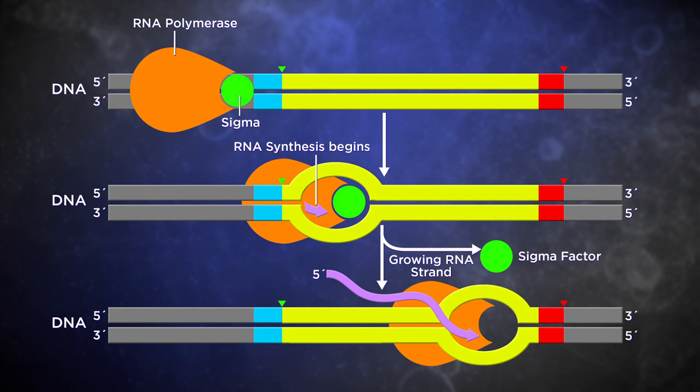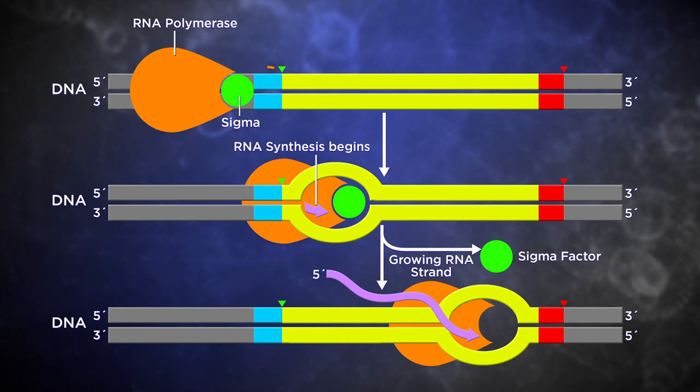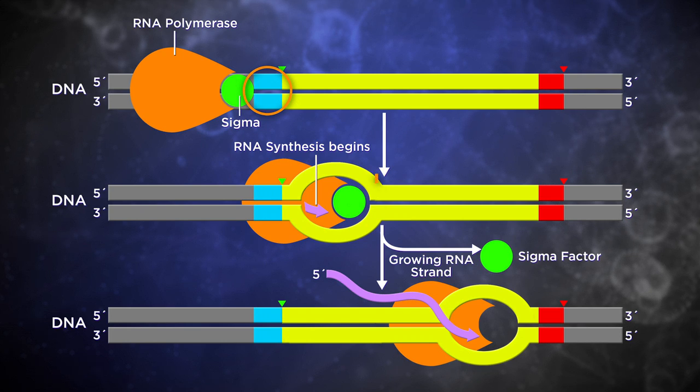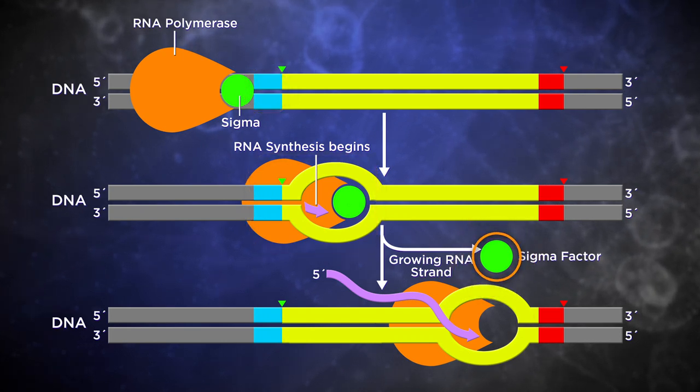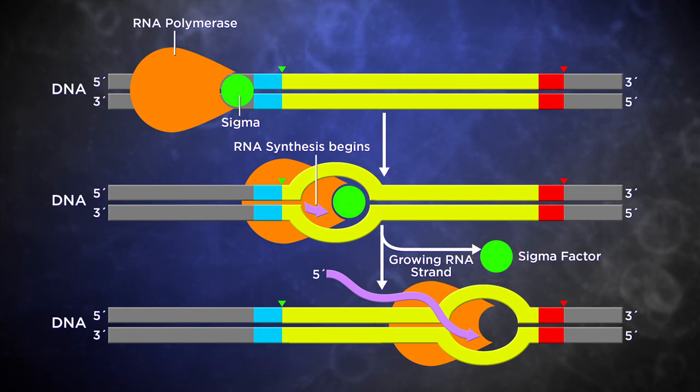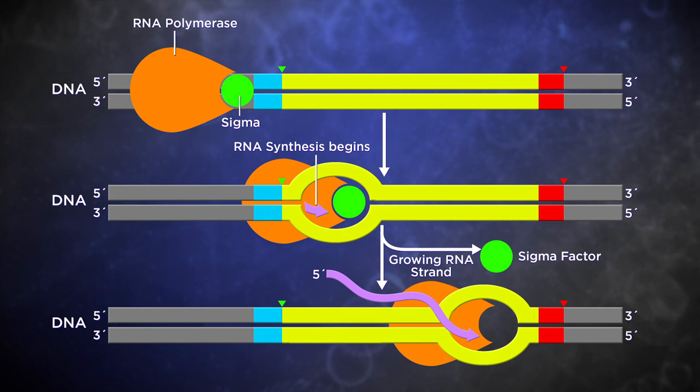The sigma subunit acts like an usher that guides RNA polymerase to its seat on the promoter. After transcription begins, the sigma subunit separates from the polymerase, which continues RNA synthesis. Meanwhile, the sigma subunit finds another RNA polymerase to escort to a promoter.